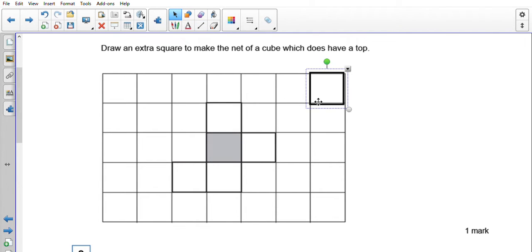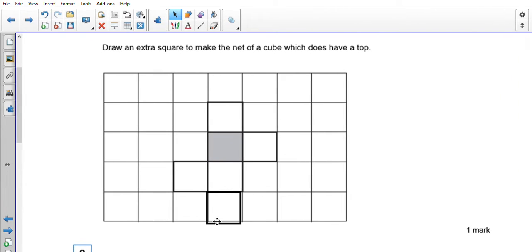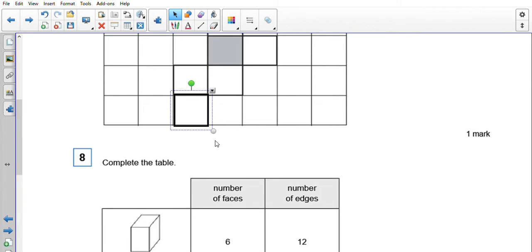I can put it here, and that'll make me my cube that'll fold up to have a top. I can put it here, and this again will make me a cube so that I can fold up and have a top. I can pop it here, and that also works. But for the 4th one, I'm not going to tell you what that is. Answers on a postcard, please. Let me know where is the 4th place you can put that square to create the net of a cube which will work properly. Bonus points available.